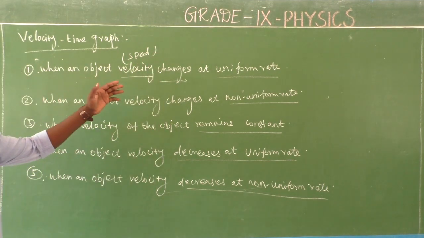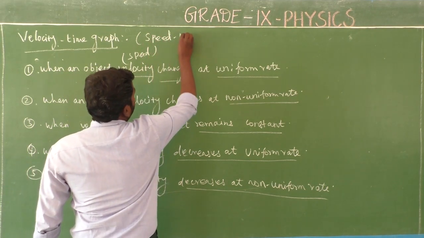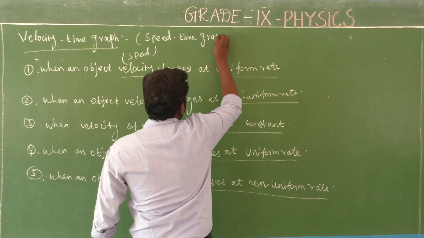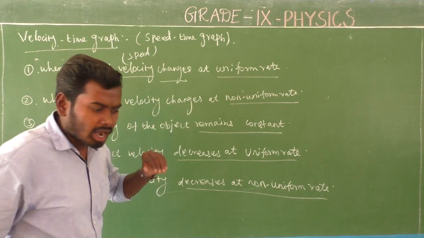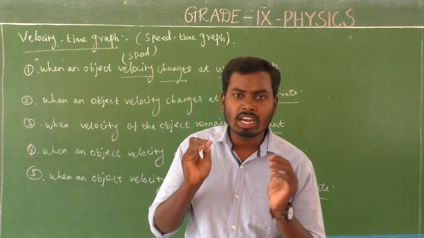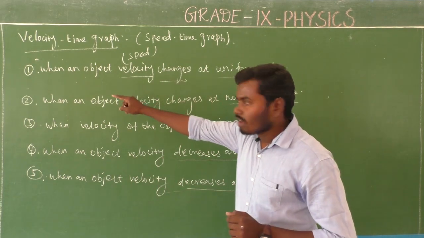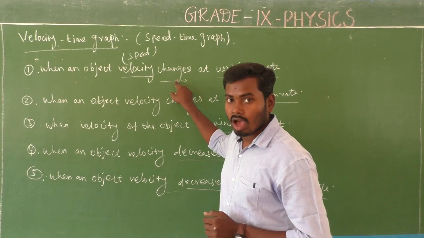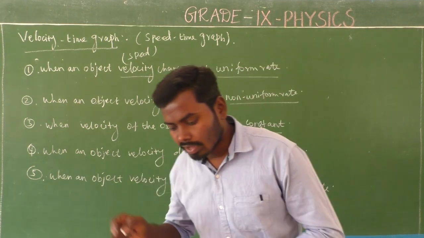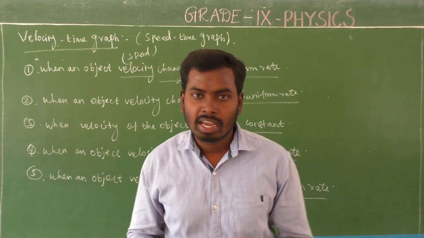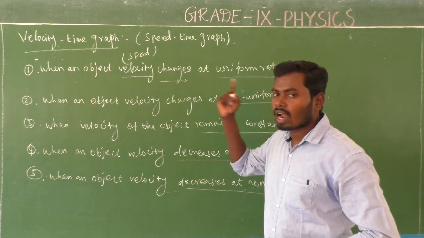Because the velocity time graph is also known as the speed and time graph. What is that? The velocity time graph is also known as the speed time graph, because here we are going to consider speed and velocity as the same thing. It's a very important point. So we can say when an object's speed changes, or otherwise when velocity changes at a non-uniform rate, the velocity time graph is also known as the speed time graph. Under those conditions, the velocity time graph works.